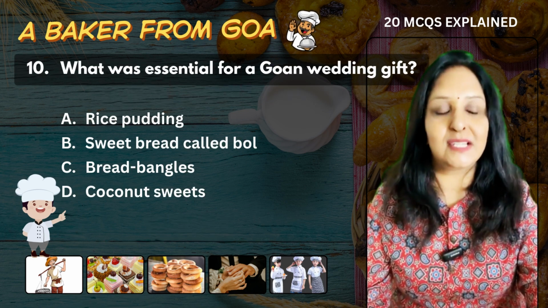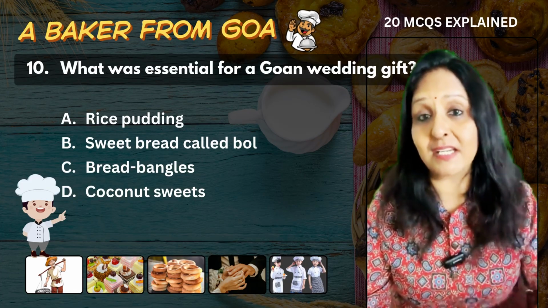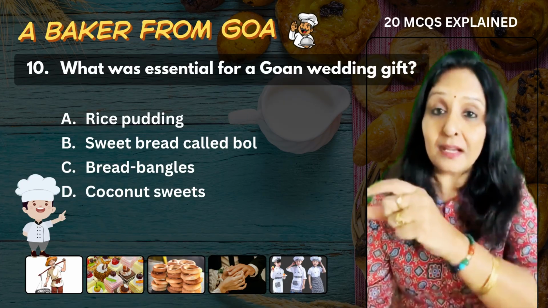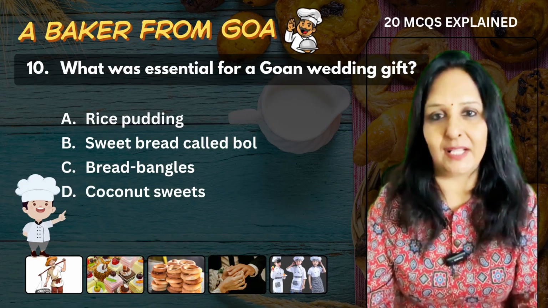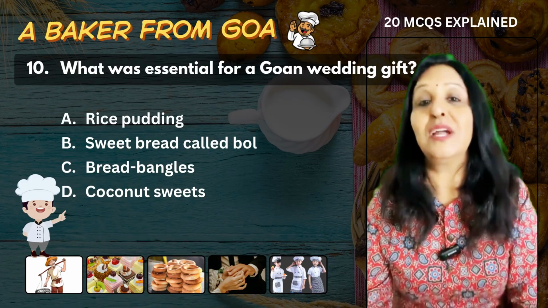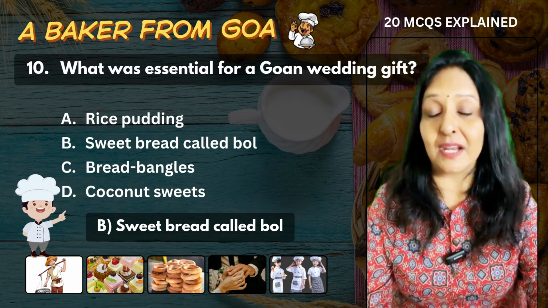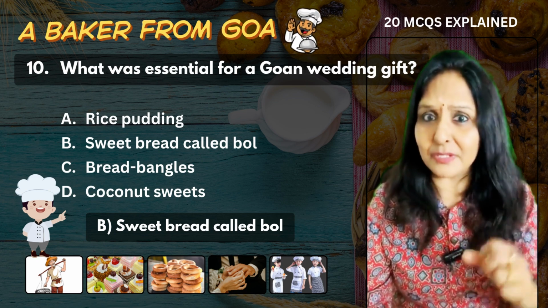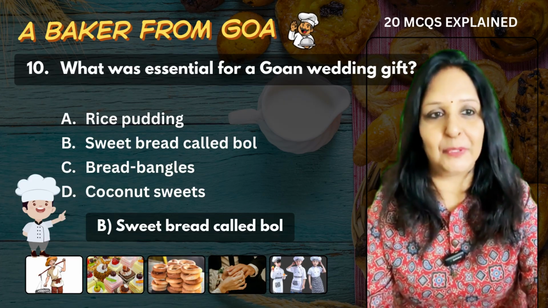Question number 10. What was essential for a Goan wedding gift? This is very important because there are 4 or 5 varieties of cakes and bread that used to be prepared for different specific functions and occasions. So you will have to remember them accordingly. For the wedding, I know you have guessed it right. It is the bowl. The bowl was the sweet bread that used to be a must for the wedding. For us also we have laddus, which are very important for our weddings. So associate it with that, and you'll remember.